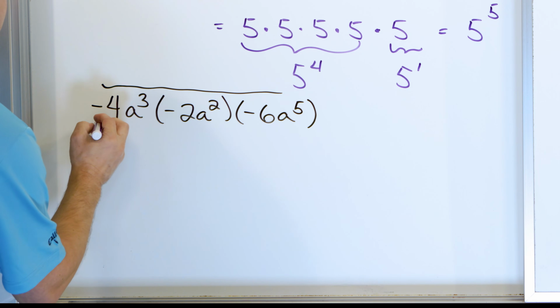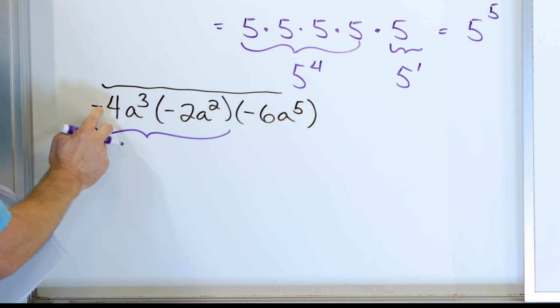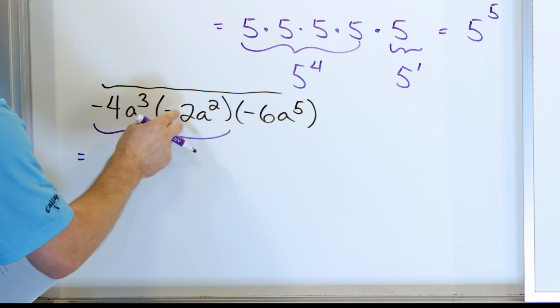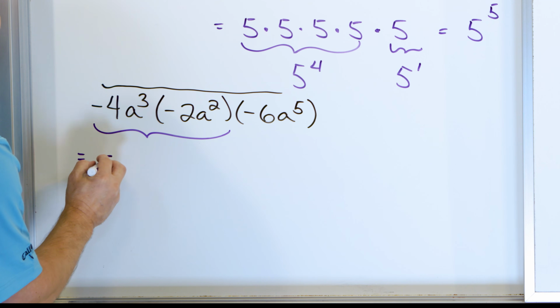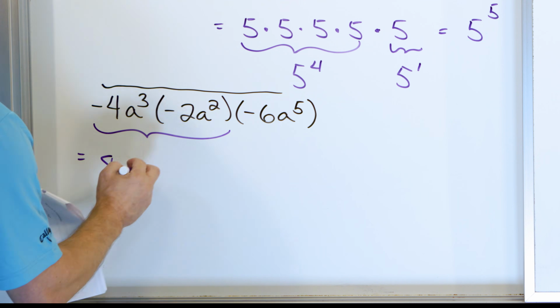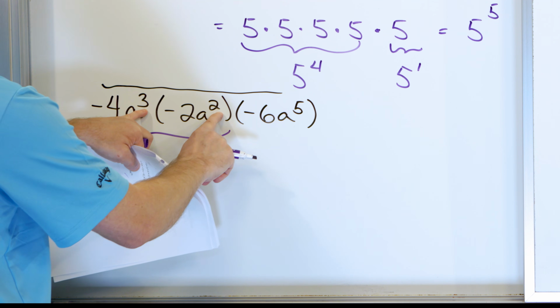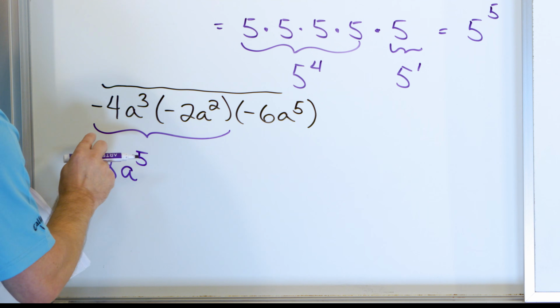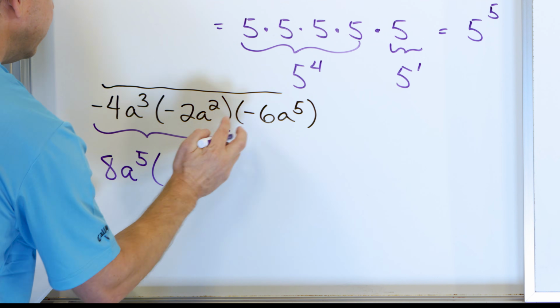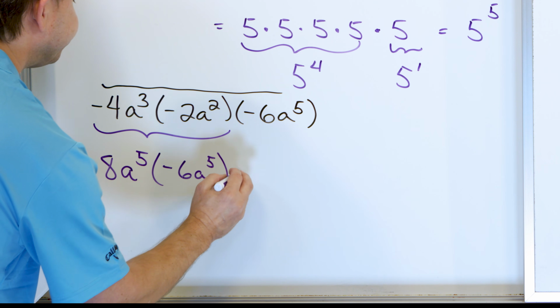So let's just focus on multiplying these first 2 terms together. What do we get? Negative 4 times negative 2. 4 times 2 is 8. Negative times negative is positive, so it's positive 8. But we have these exponents. We have the same base, so the base will be the same, but 3 plus 2 is 5. So this whole thing works out to 8a to the 5th, and we still need to multiply by negative 6a to the 5th power.